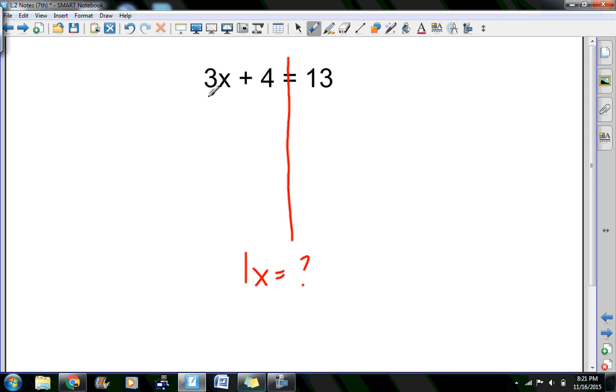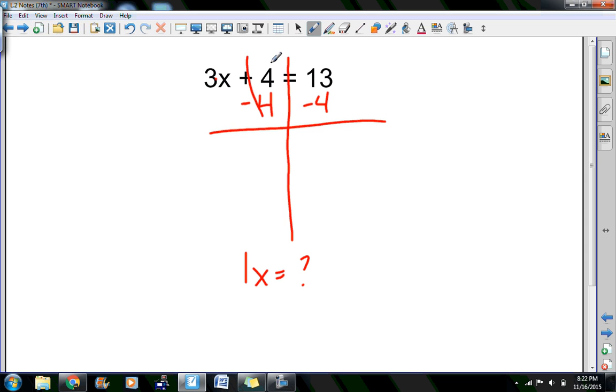Well, the 3 and the x are being multiplied together, so they're very close. This positive 4 is the farthest value away from x that is still on the left side of the equal sign. So my goal is to move that value from the left side to the right. If you've worked with algebra tiles before, we know the best way to do that is to add -4 to both sides of the equal sign.